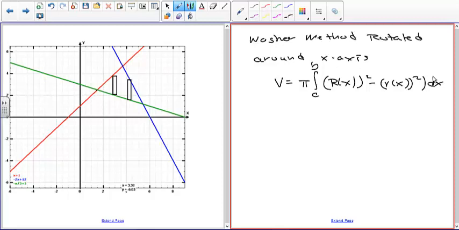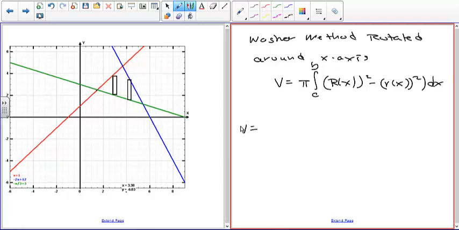So we have to figure out what the limits are. And because we have two intervals, we have to go from the intersection of the red and the green curve, the x value, to the intersection of the red and the blue curve, x value. So that's one integral. And then you're going to have a second integral where you go from the intersection of the red and the blue curve, x value, to the x value of the intersection of the green and the blue curve. So we'll write it into two parts.